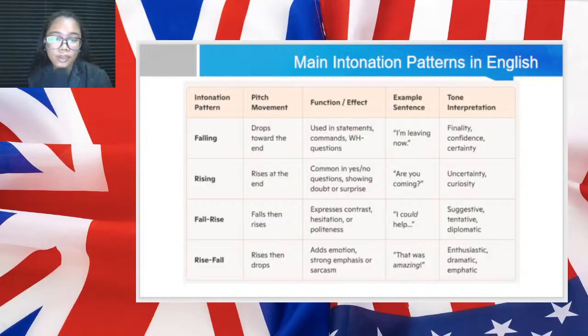First, falling intonation. The pitch movement here is where your voice drops toward the very end of a sentence or phrase. You can think of it as a definitive period at the end of a written sentence, but it's spoken. The voice starts at a certain level and then goes down. Function or effect: we primarily use the falling tone for making clear, complete statements, giving direct commands or instructions like please sit down, and for asking WH questions, questions that start with words like what, where, when, why, who, and even how.